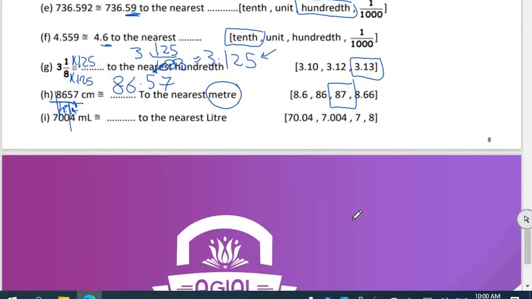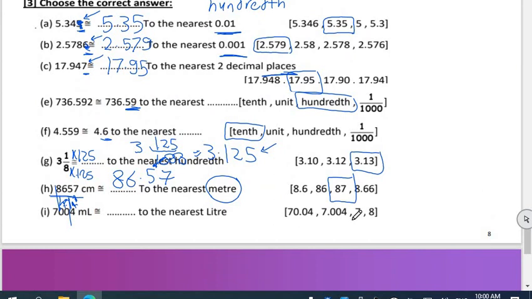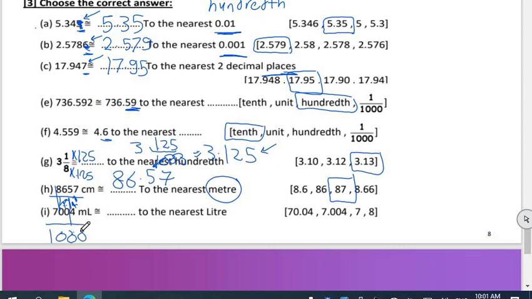Okay, letter R. 7,004 milliliters approximated to the nearest liter. We must convert at first from milliliter to liter. So we will divide or multiply from the smallest to the greatest? Super, divide by. Divide by what? 1 liter equals how many milliliters? Super, 1,000. So we will divide by 1,000. How can we divide by 1,000? Put the decimal point after 3 digits from the right to the left.